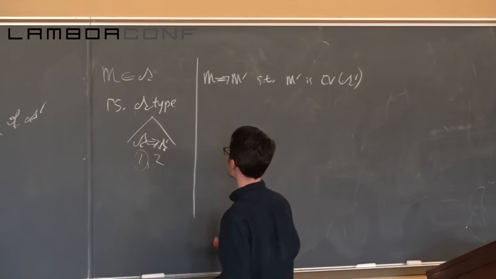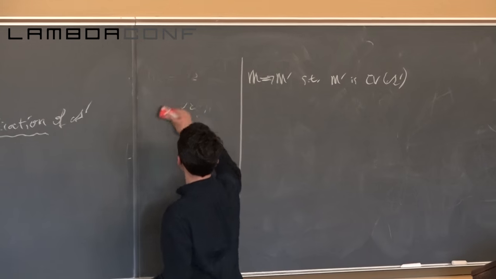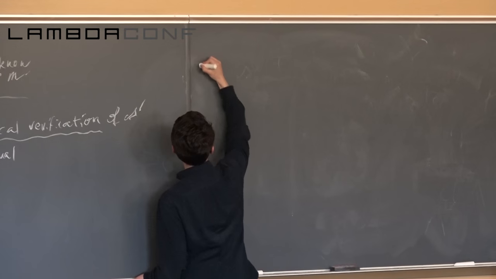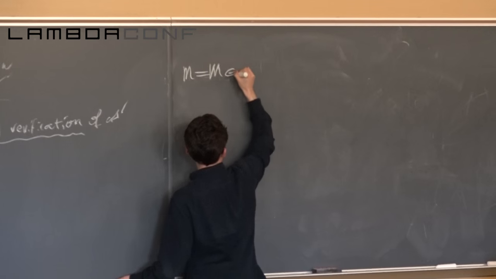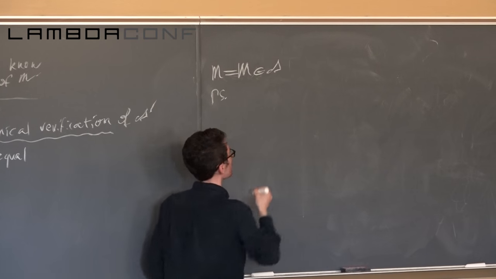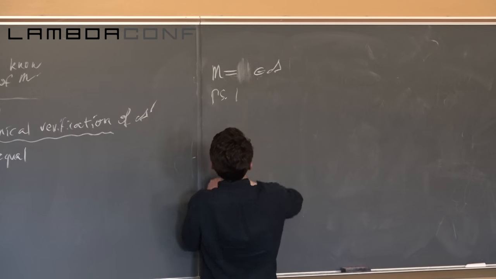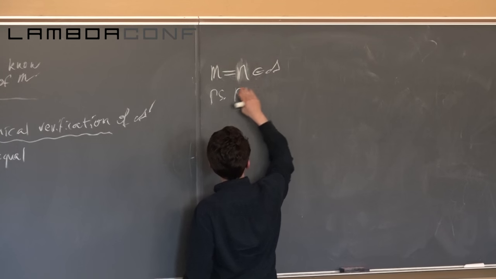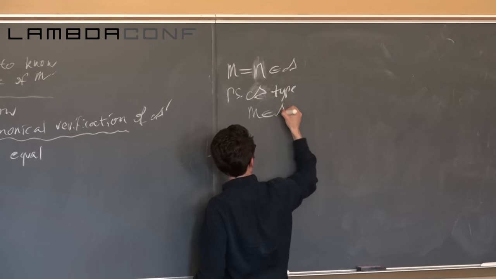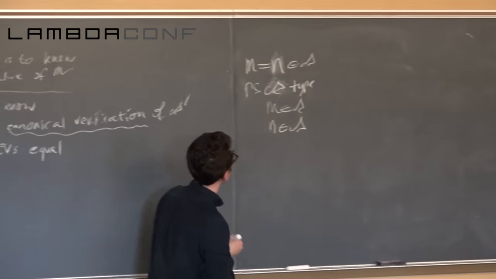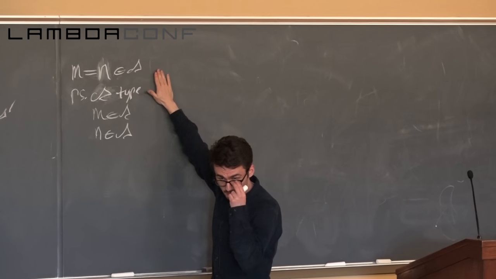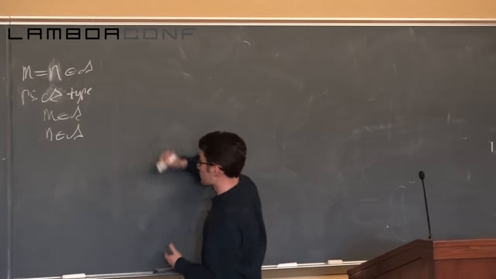The next, I'm going to have to erase so that you can see the writing. The next categorical judgment that we will consider is the equality of members. We write it like this: M equals N in A. And we have multiple presuppositions. First we presuppose that A is a type. Then we presuppose that M is a member of A, and then we presuppose that N is a member of A. So these are the things that we need to know in order to even propose this judgment, and likewise that we may take advantage of in the course of explaining this judgment.